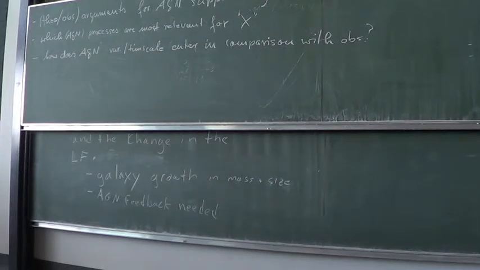Right. Okay, so I want to make two comments. One is about the arguments for AGN suppressing disk star formation. I have a bit less to say about variability, but I will say what I have to say.